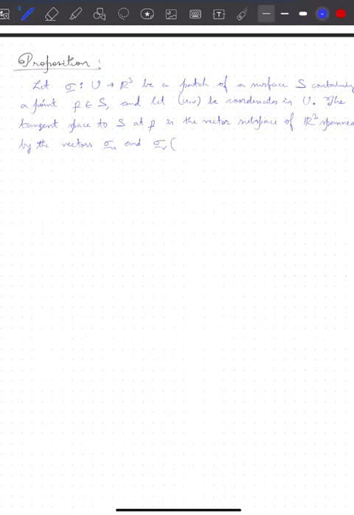So the tangent space to S at P vector is the vector subspace of R3 spanned by these vectors sigma u and sigma v, and of course these derivatives are computed at the point u naught v naught, which is an element of U, such that sigma vector at u naught v naught is equal to the vector p, right? So yeah, that was the proposition.